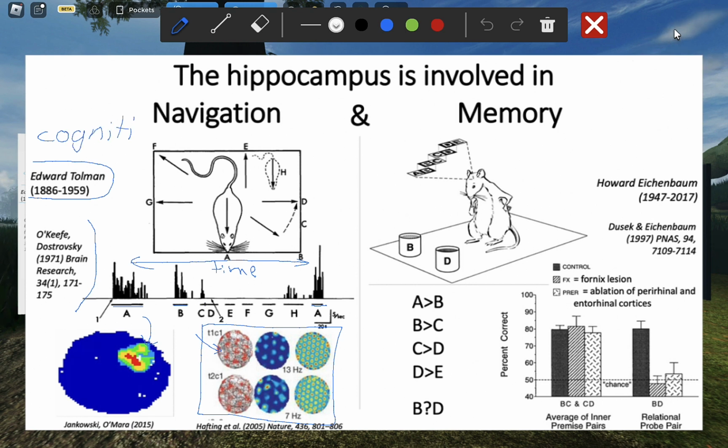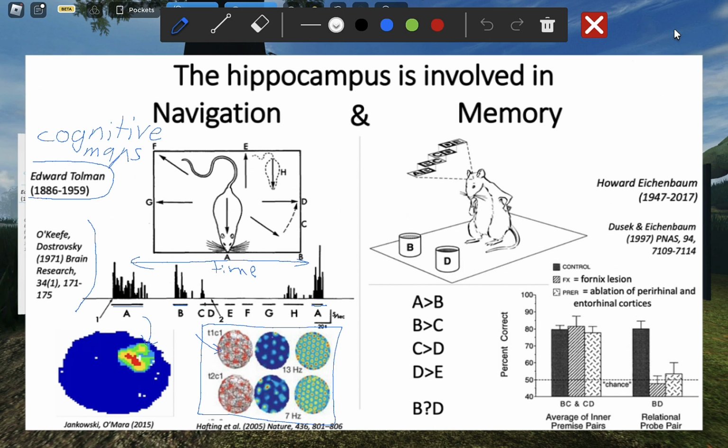The idea being that animals, and indeed humans, create these cognitive maps in their brain to navigate in the world and in social situations and in all sorts of things.